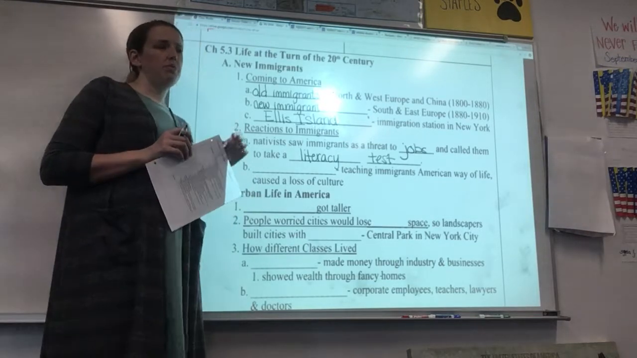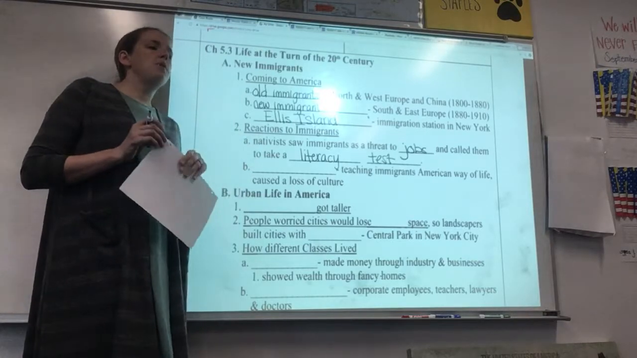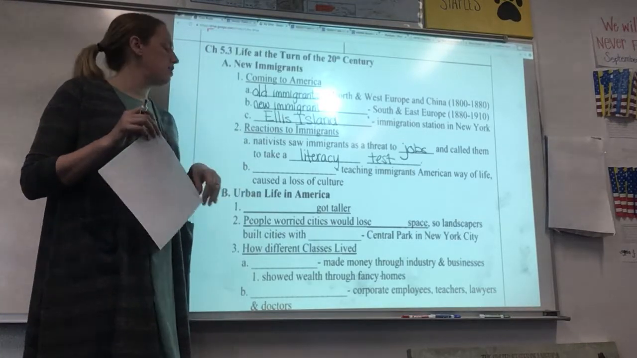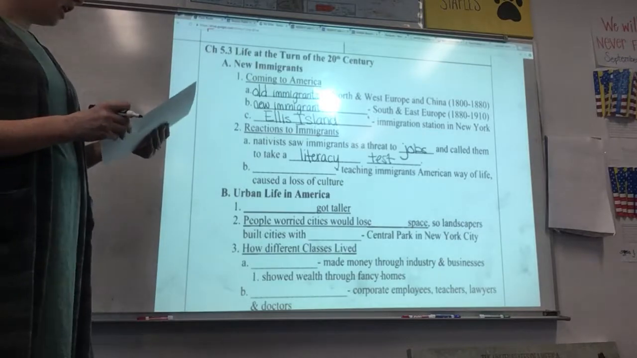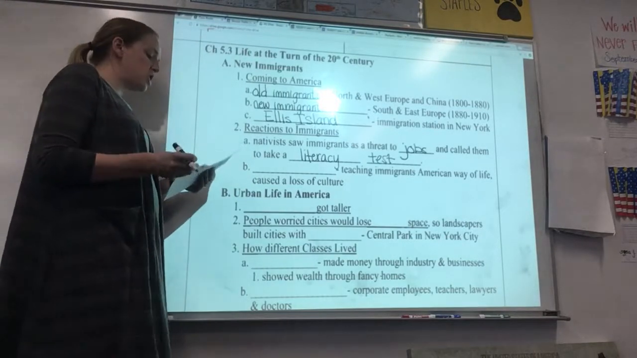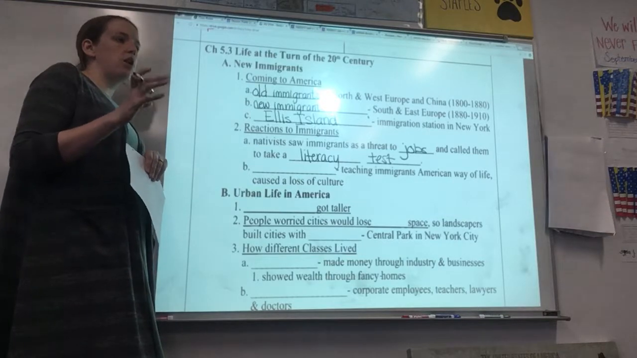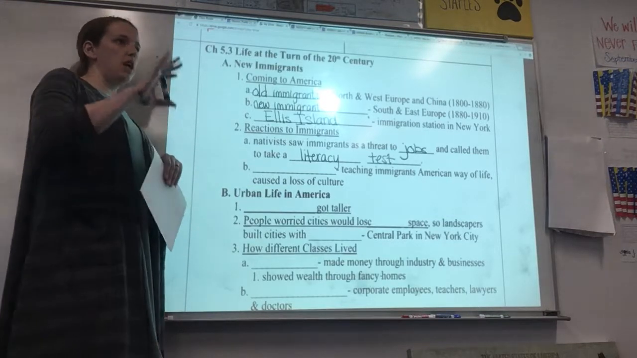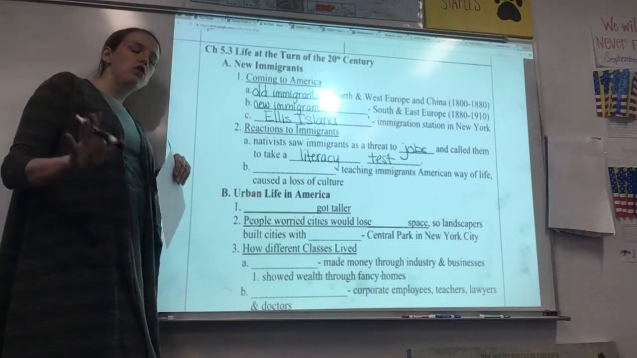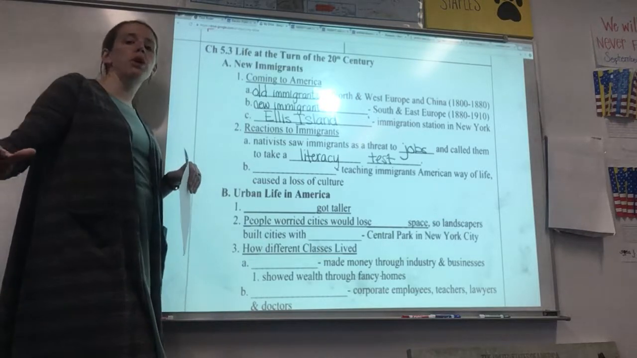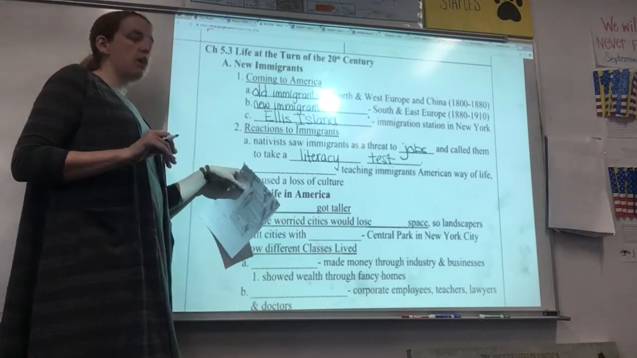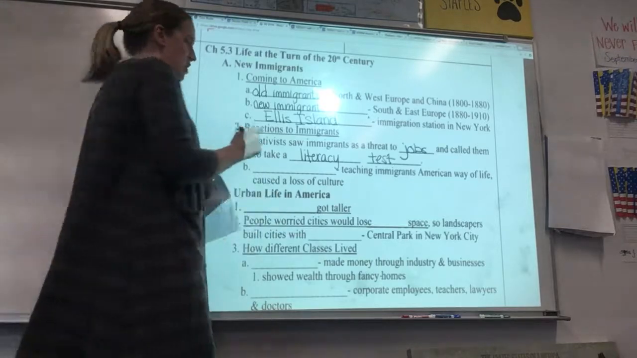So there were a lot of issues that were happening on Ellis Island to these immigrants. They did teach immigrants the American way of life. So a lot of these immigrants were forced to ignore or forget their traditions that they did in their home country. Here they were taught the American way of life, and we call that Americanization.